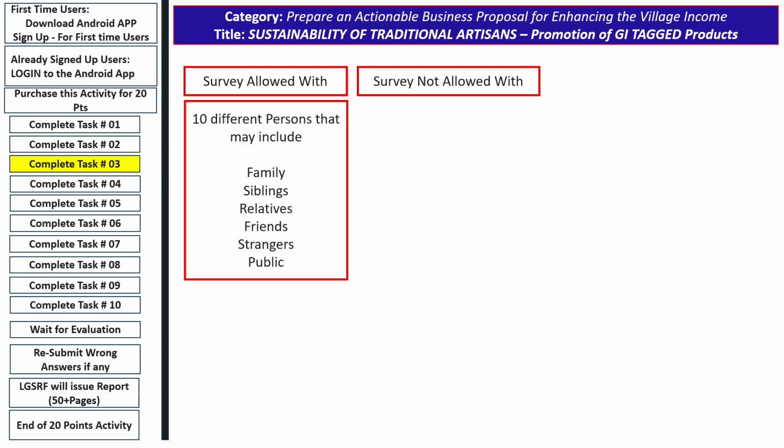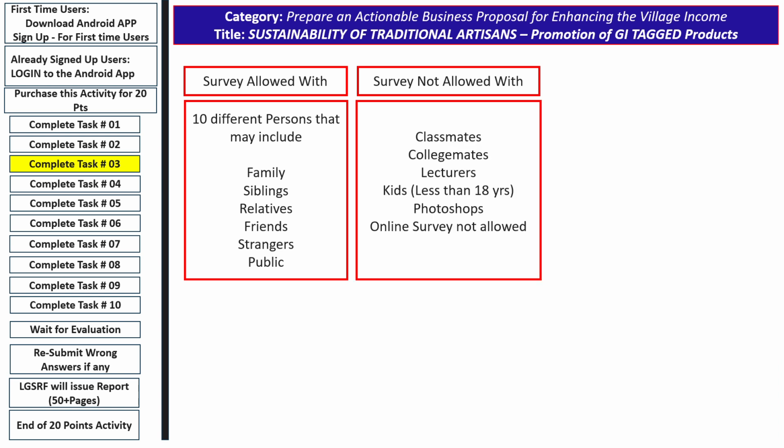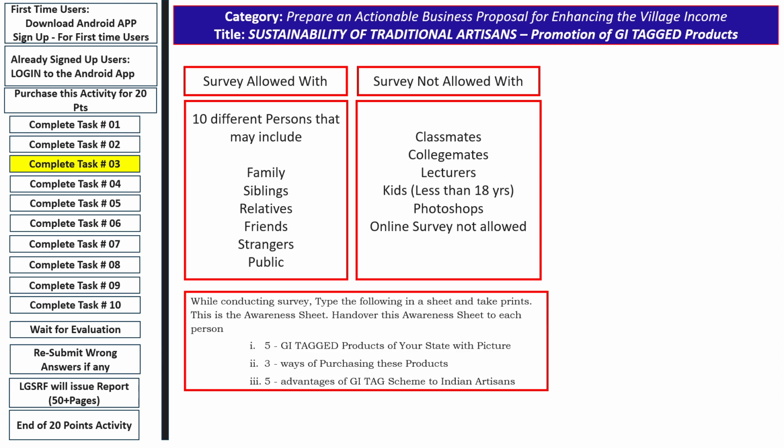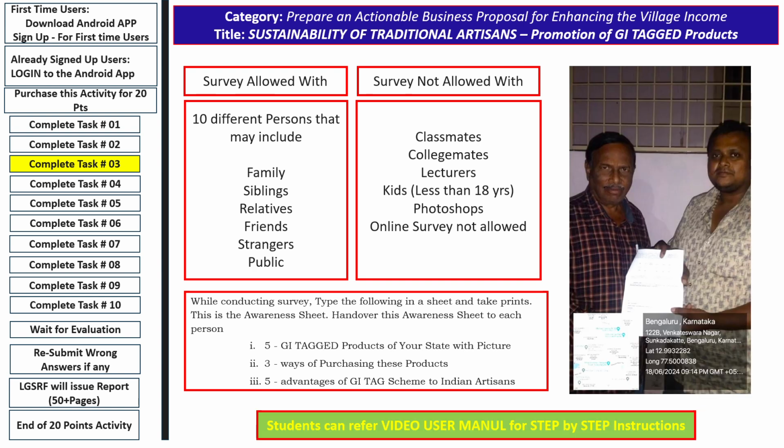Now the survey is allowed with family, siblings, relatives, friends, strangers and the public. So you need not go outside of your premises. But the survey is not allowed with classmates, college mates, lecturers, kids, photoshops, and online survey is not allowed. Certain instructions are provided during the survey. As per the activity, you need to follow that.